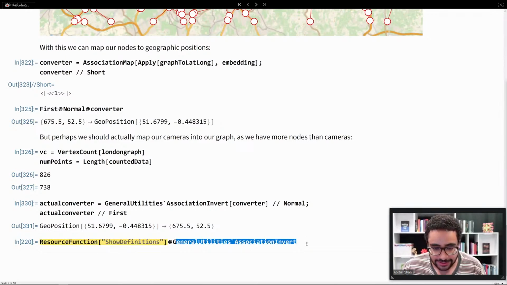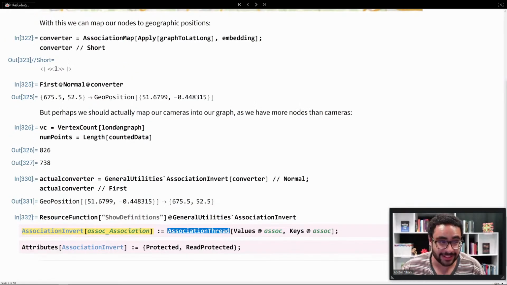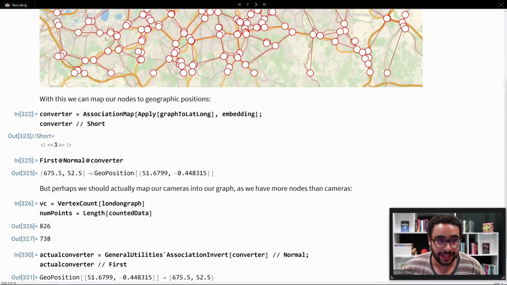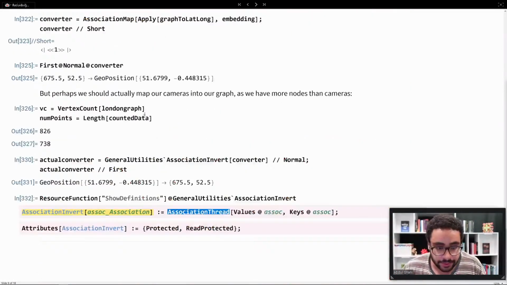So if you're wondering how this thing works, is it complicated, what's going on, we can ask what the definition is. And we can see that there's not much to it. AssociationThread, we've already met this. It lines up our lists and then draws the arrows, associating the values to the keys. It's actually quite straightforward.